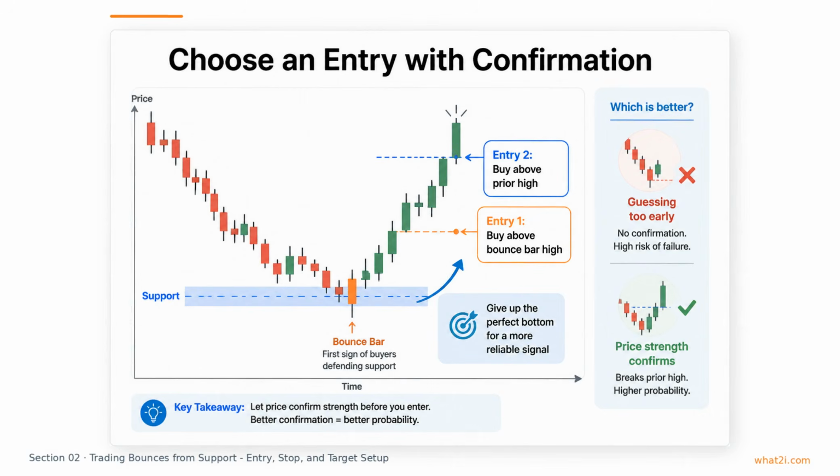A practical entry comes after price proves it is starting to turn, not while you are guessing at the bottom. One common method is to buy above the high of the bounce bar after support has been tested. Another is to enter once price trades above the prior bar's high, showing short-term strength. In both cases, the idea is the same. Let price confirm that buyers are taking control. You may give up the exact low, but you gain a more reliable signal. In swing trading, confirmation is often worth more than perfection.